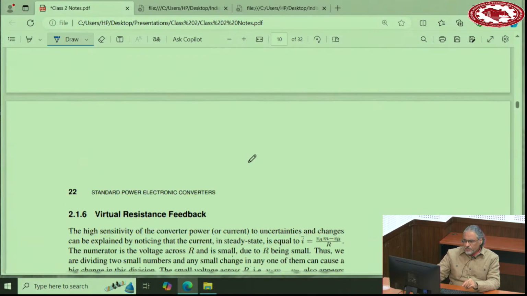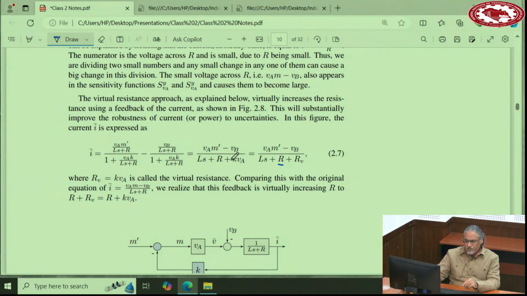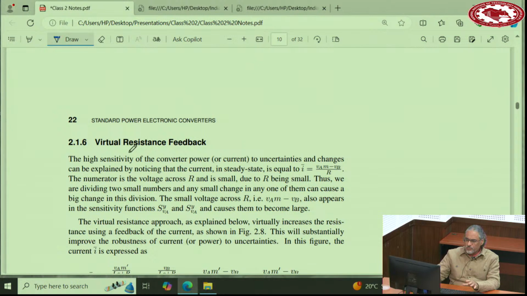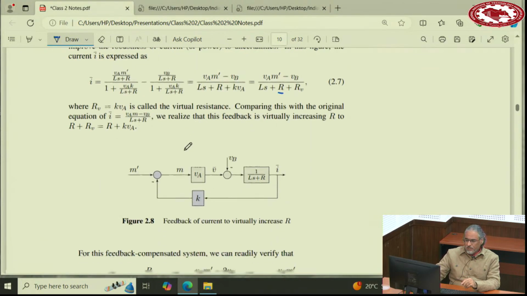So in order to fix that problem, the method that we use is what is called virtual resistance. Can I virtually add a resistance to the circuit to increase this R in terms of sensitivity, but without adding to the power loss of the circuit? And the answer is yes, we can do that. The way to do it is this one.